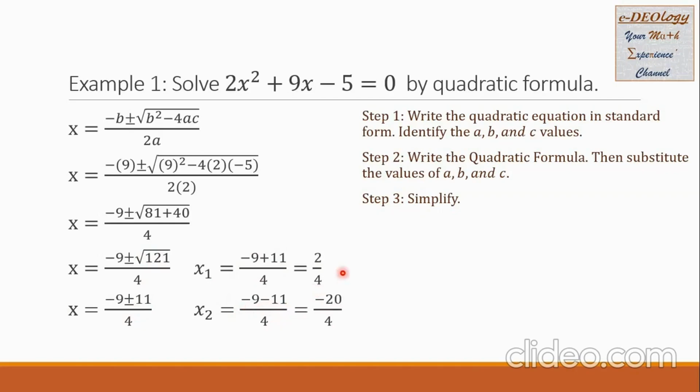Then let us simplify both. -9 plus 11 equals +2 over 4. The -9 minus 11 equals -20 over 4. We can reduce to lowest term the 2 over 4. It is equal to 1/2. The -20 over 4 is equal to -5. So the two values of x are 1/2 and -5.